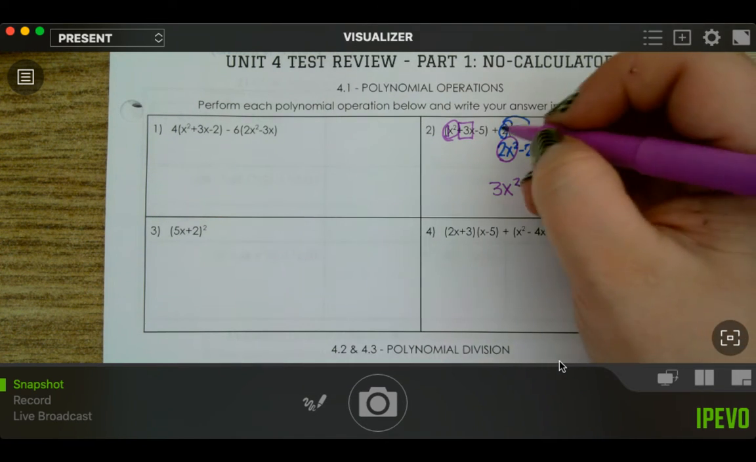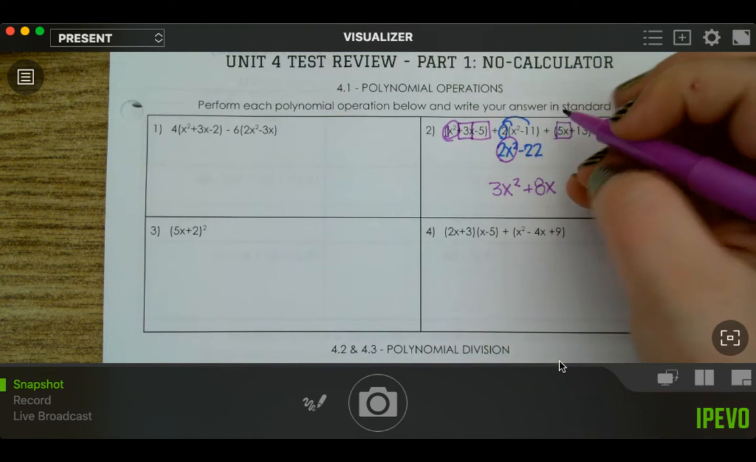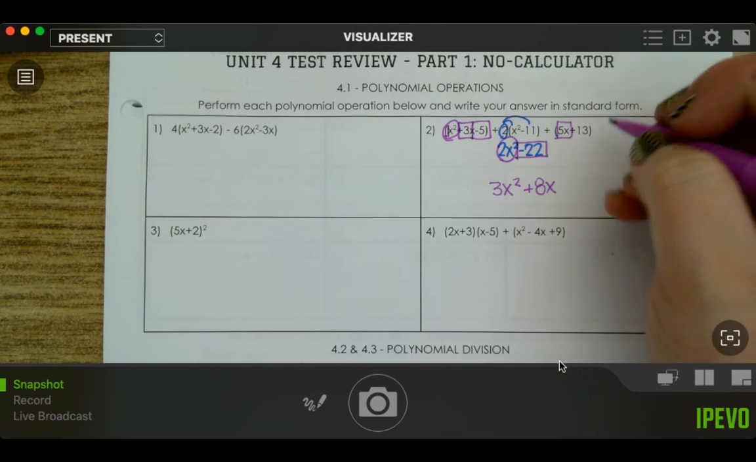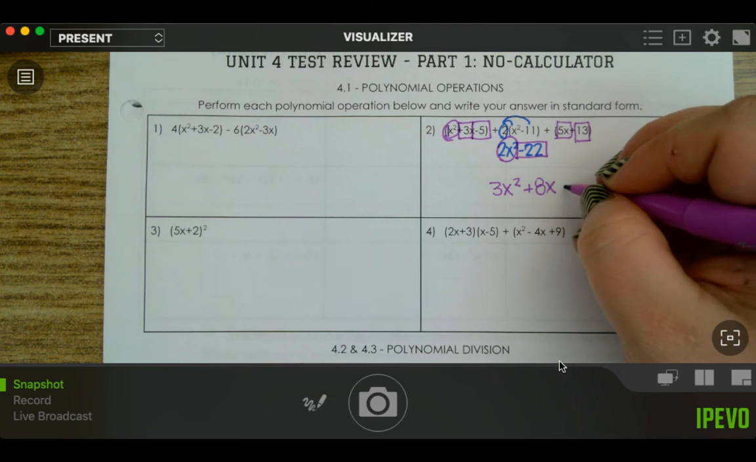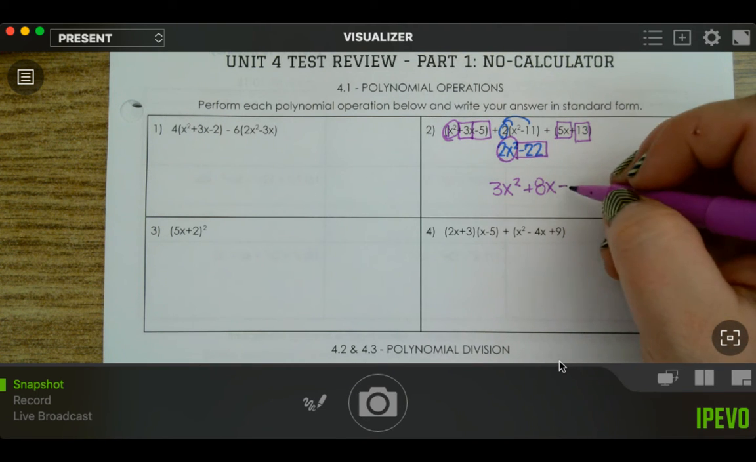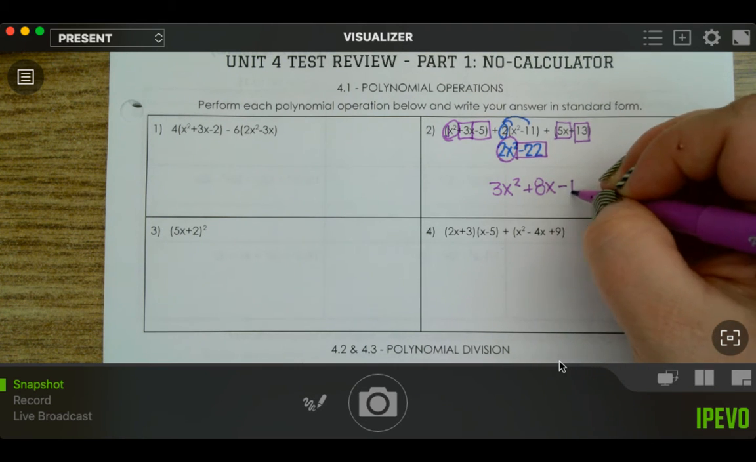And last but not least, my constants. I have negative 5 minus 22, which is negative 17, plus 13. Sorry, negative 5 plus negative 22 is negative 27, plus 13 is negative 14.